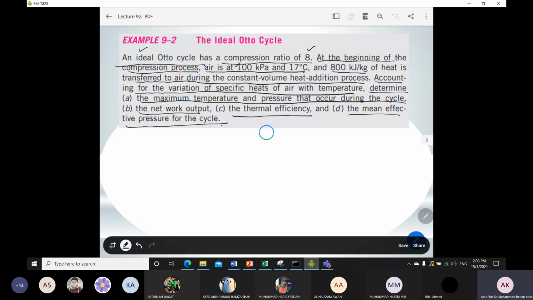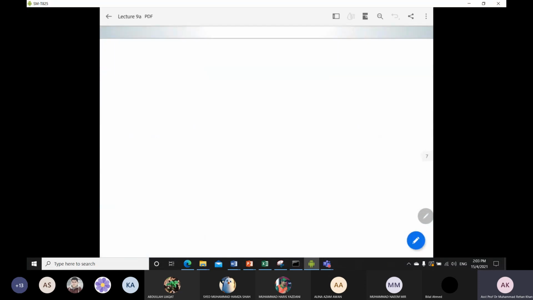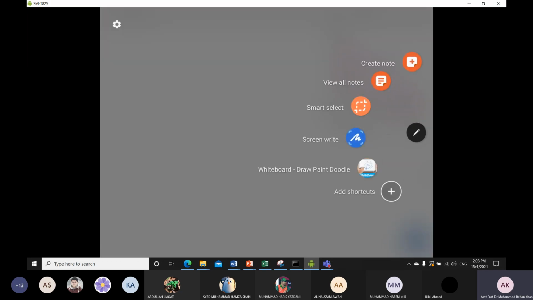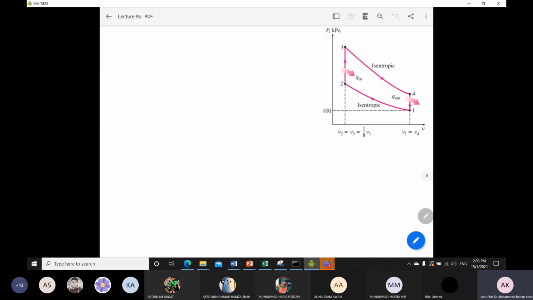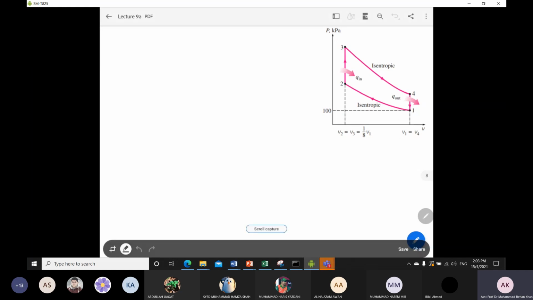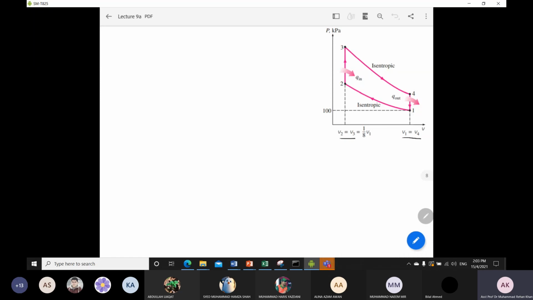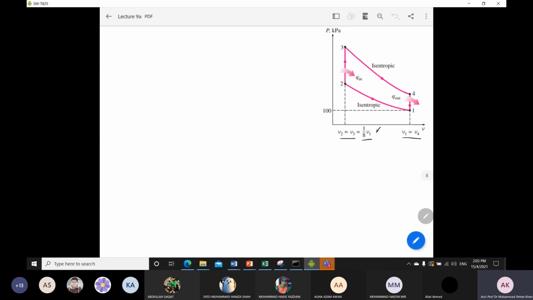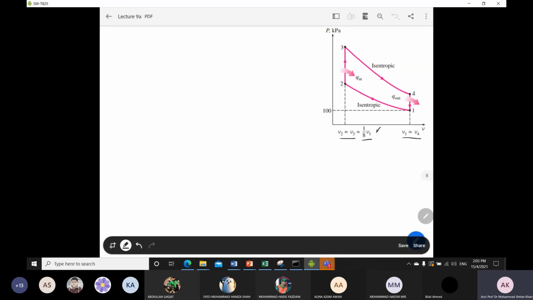So starting from, this is your PV diagram, so you have to draw it by yourself. By the PV diagram, you can easily notice that V1 is equal to V4, V2 is equal to V3, and this is equal to 1 over 8 into V1, which is your compression ratio, which is mentioned in your question, which is 8. Okay, so from there, you will easily find out that V3 is equal to 1 over 8 V1.